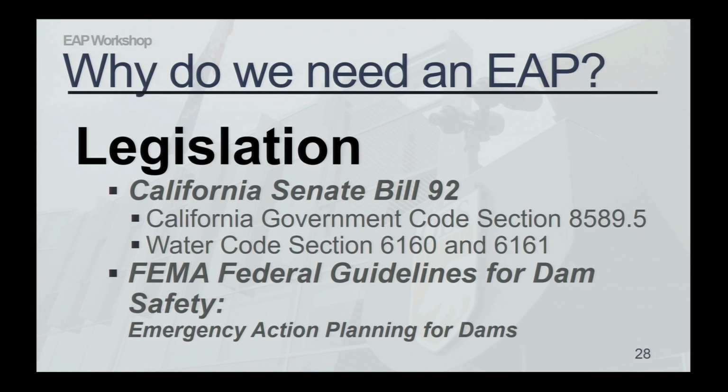So the three important things you need to remember about 8589.5 are, first, that it requires that your emergency action plans adhere to those federal guidelines, so the FEMA document. Second, it requires that public safety agencies be involved in the creation of your emergency action plans. And we'll give you some strategies on how to do that as we go through this presentation. And then third, the state requires an annual exercise of your EAP, and we will discuss what that involves as well. Kristen covered the water code well, so we're going to move on.